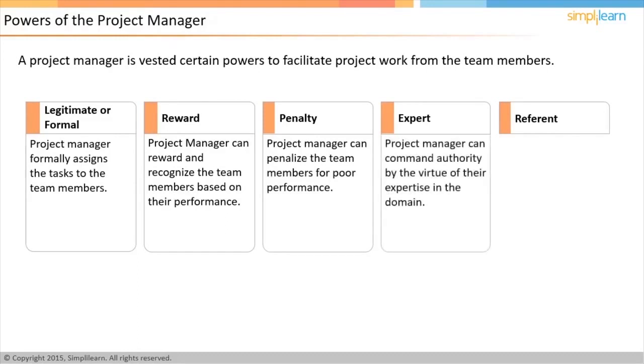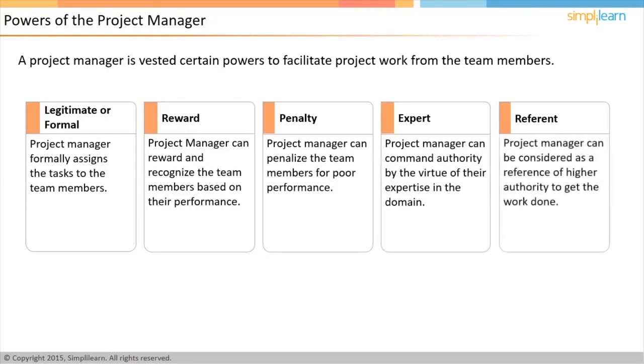Some project managers are able to command authority because of their expertise in a certain field. Project manager can be considered as a reference of higher authority to get the work done. Sometimes referent authority also arises from the personal charm or charisma of the project manager. Legitimate, reward, and penalty are the powers derived from the project manager's position in the company. Expert power exists when the project manager is an expert on the subject matter.